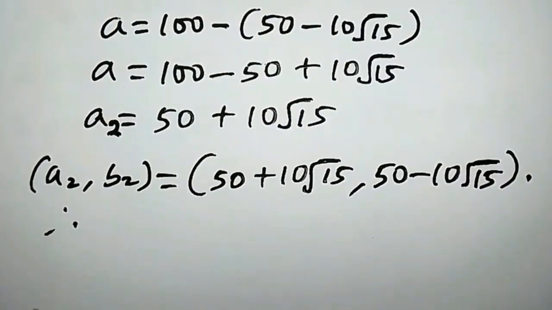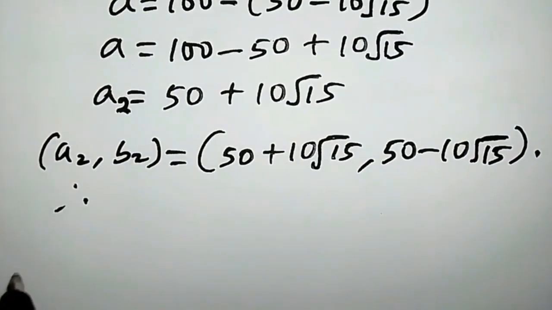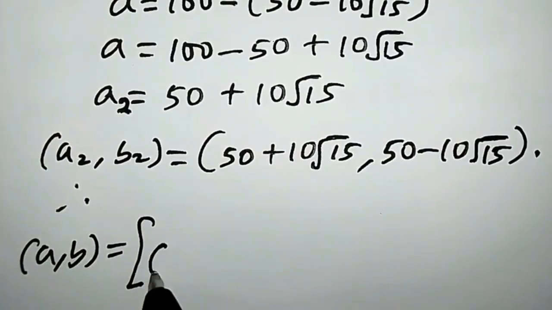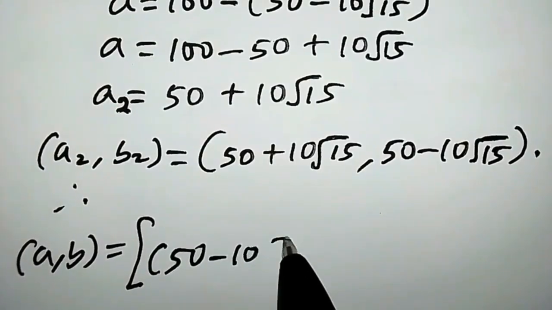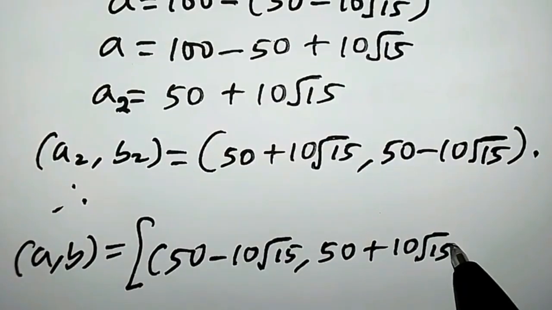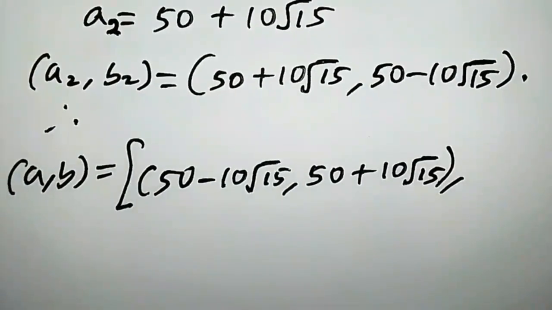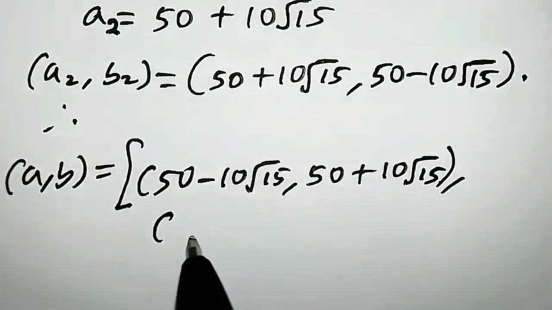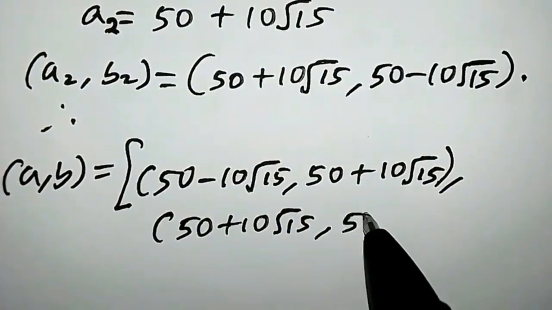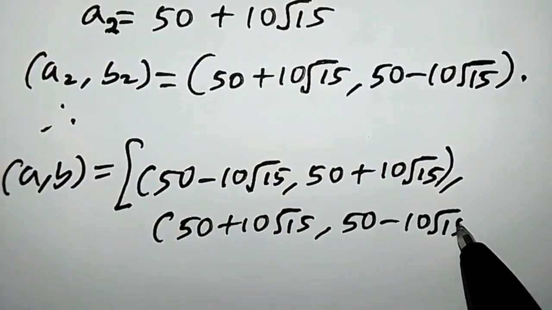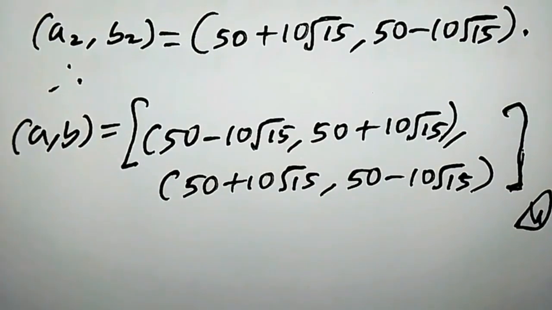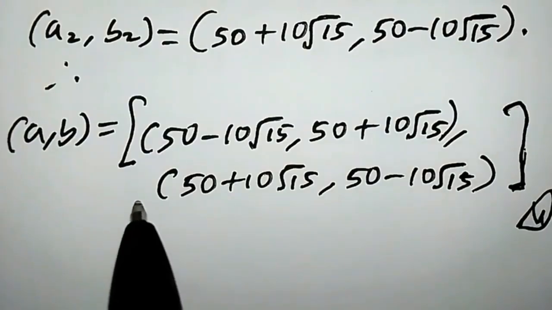So, therefore, all the solutions that we have for this algebra problem are: a comma b is equal to, the first solution is (50 minus 10 root 15, comma 50 plus 10 root 15), close the brackets. And the second solution that we have is simply this guy, (50 plus 10 root 15, comma 50 minus 10 root 15). This is the required solution for this algebra problem, but let us verify if these answers are actually correct.